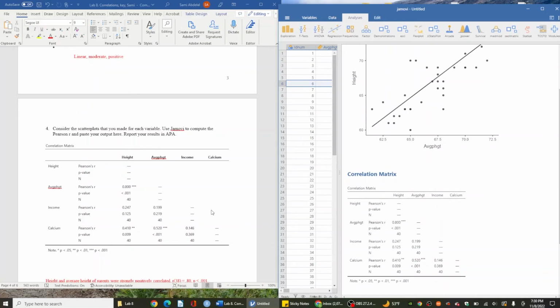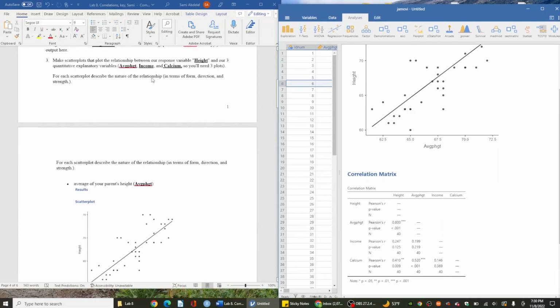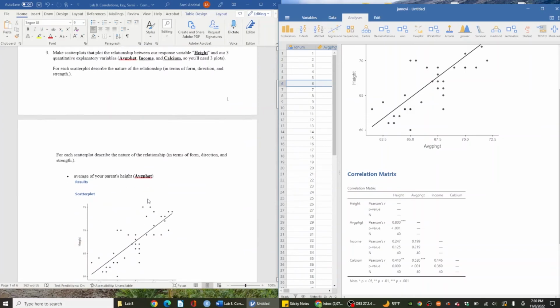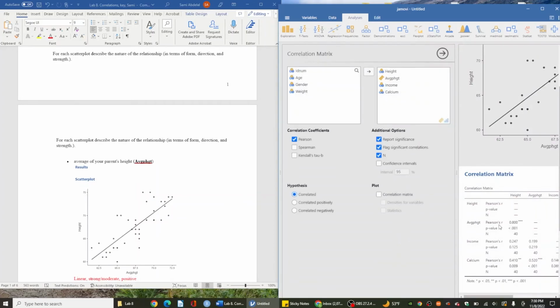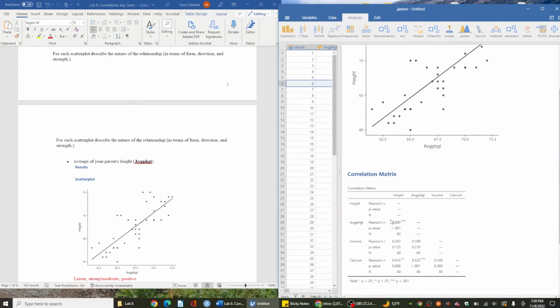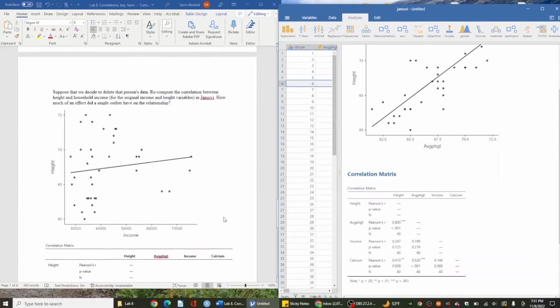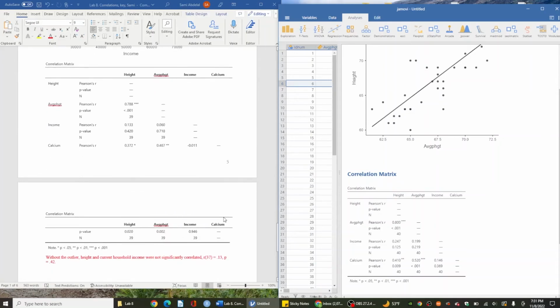So what I would do for question 3 is make all these scatter plots individually and then go back here to Jamovi and enter everything in as a correlation matrix. It's just so much easier that way as opposed to doing two variables at a time. And once you've done that, you'll be able to give your APA style responses.